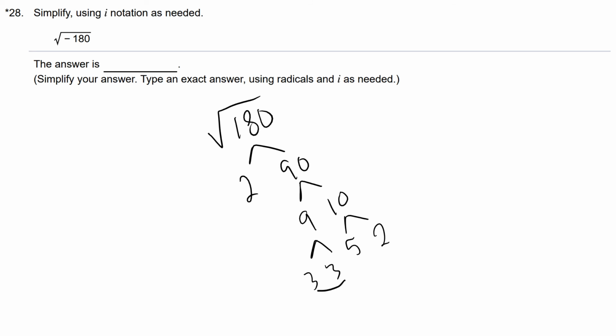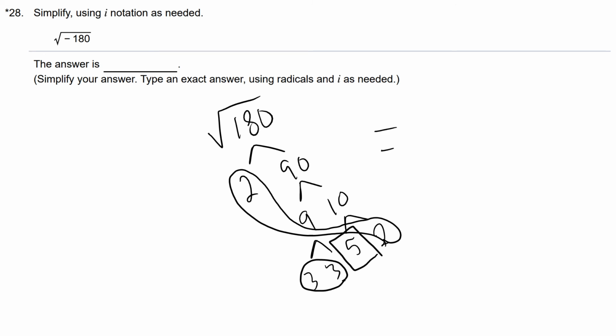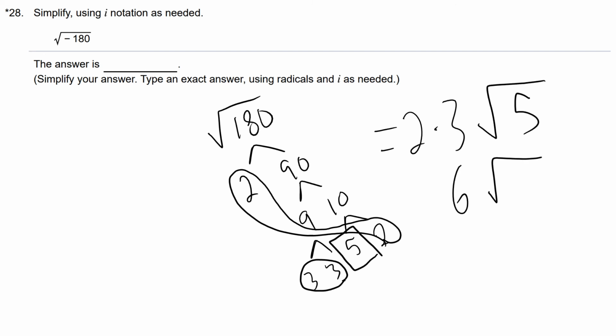I wanted you to notice we have a pair of 3's, and I'm going to loop these together, a pair of 2's. What's left over is this 5. So if we were to just simplify the square root of 180, we'd just say 2 times 3 times the square root of 5, or 6 square root 5. If it was just the square root of 180, but it's not.